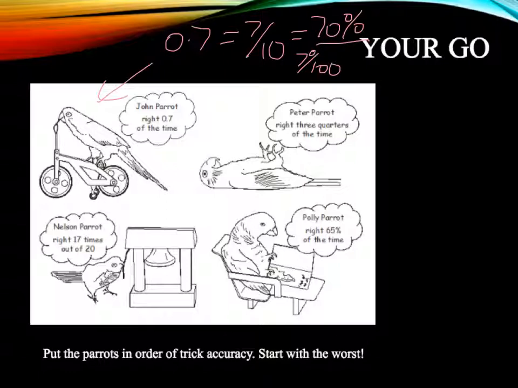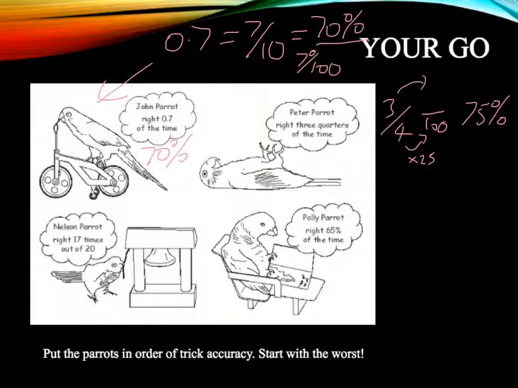And that's fine, we've got the same thing. So John Parrot, 70%. Peter Parrot, right 3/4 of the time. So 3/4, let's turn that into a percentage. You might know this already as 75%, but let's see if we can work out why. Put it over 100. 4 times 25 is 100. 3 times 25, doing the same to the top, gives me 75 out of 100. So Peter Parrot is 75% accurate.